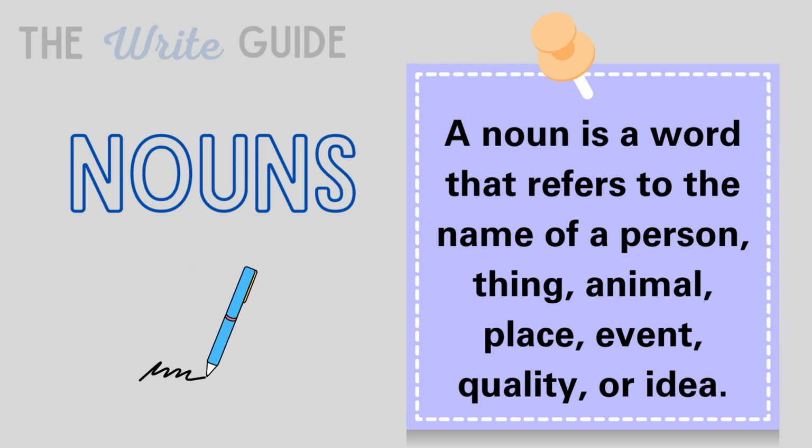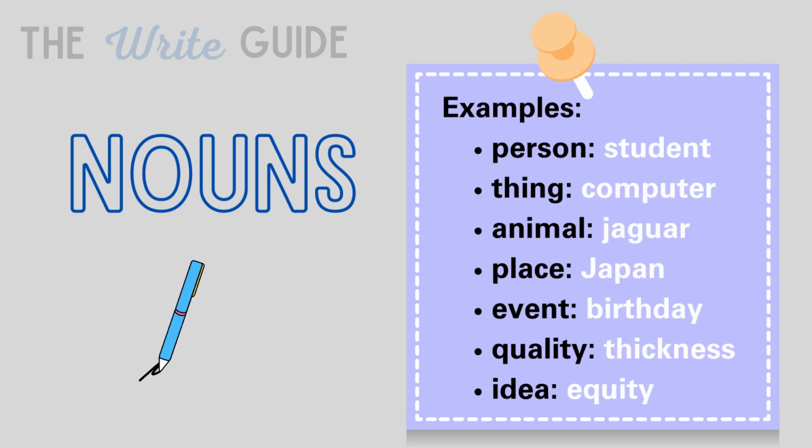Nouns are words that refer to the names of a person, thing, animal, place, event, quality, or idea. Because of their nature, they play a vital role in constructing meaningful sentences. Let's think of some examples of nouns.